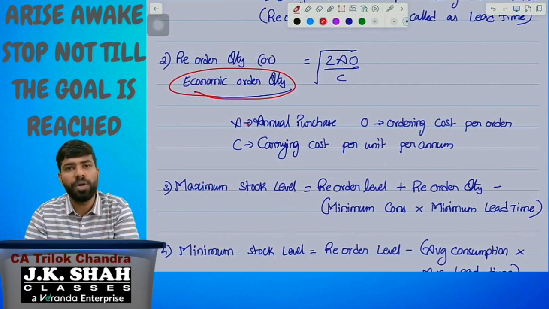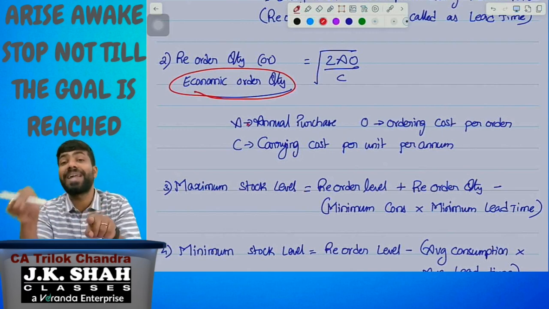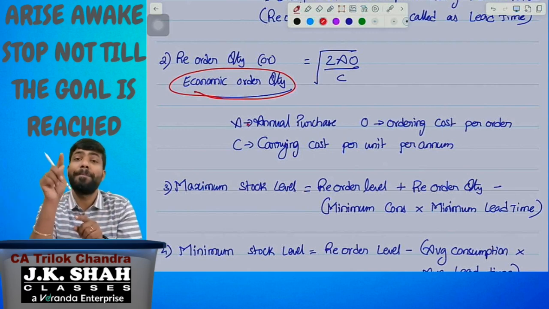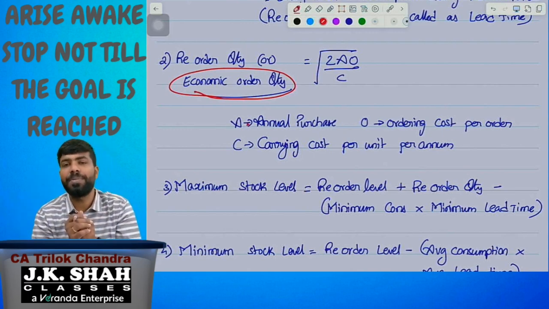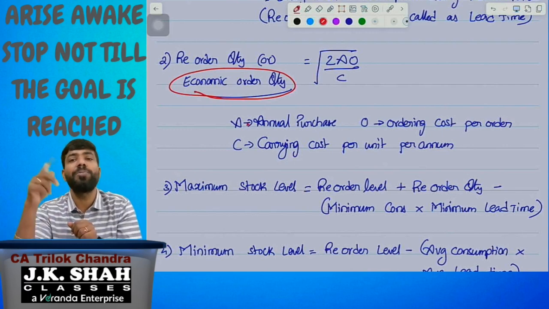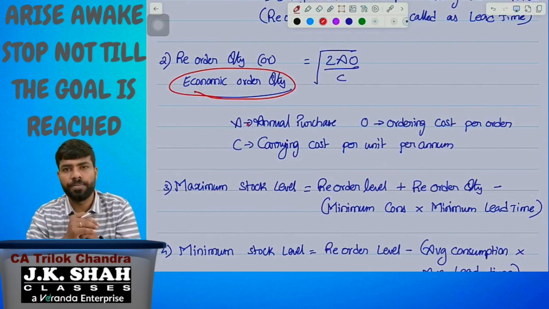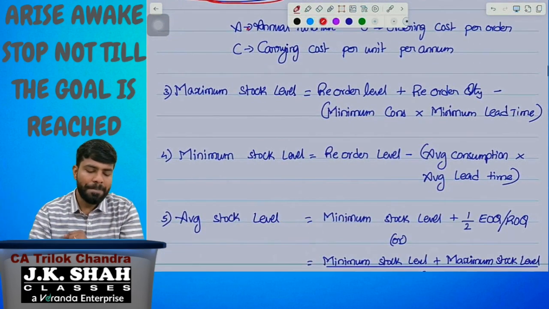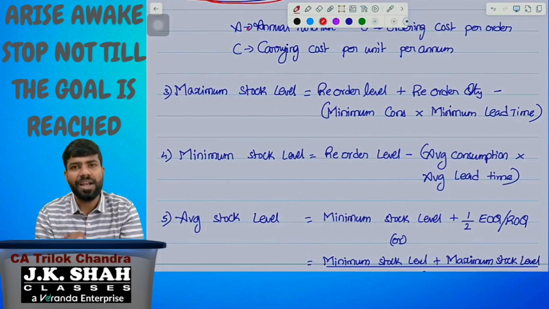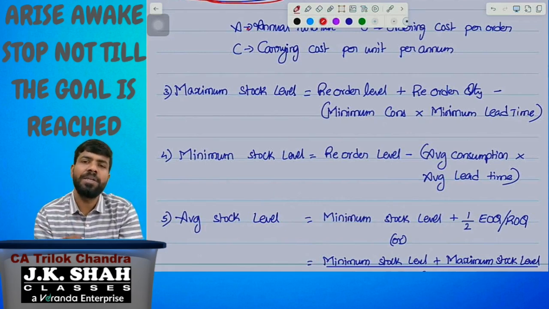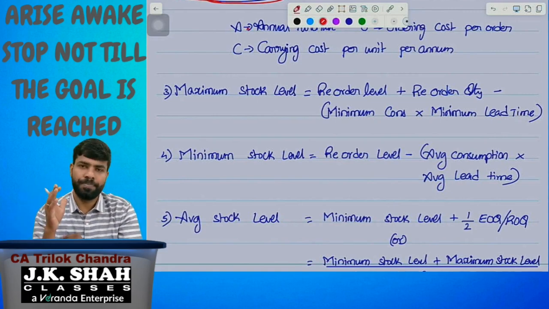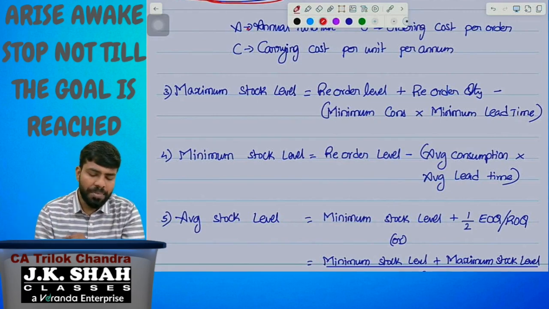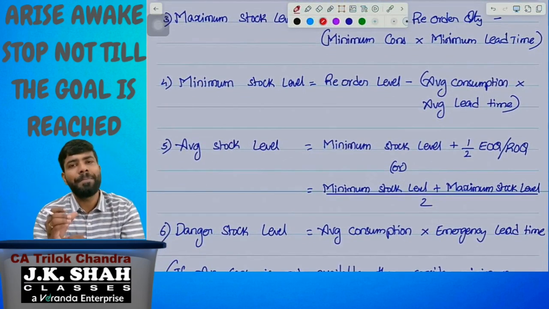They'll try to play with the wording. O stands for ordering cost per order. C stands for carrying cost per unit per annum. Sometimes they'll give per unit per month. Convert into per annum by multiplying with 12. Okay, now maximum stock level, reorder level plus reorder quantity minus minimum consumption into minimum lead time. When it comes to minimum stock level, reorder level minus average consumption into average lead time.